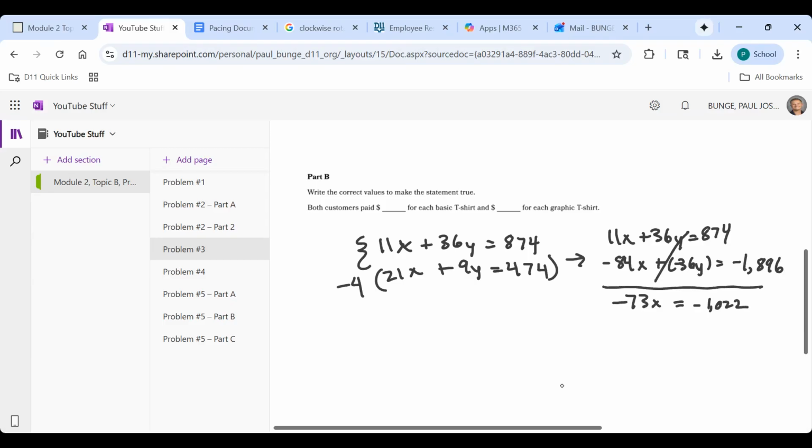-1,022. Now that's a good thing because if I'm going to divide by a negative, it's going to create a positive number, which is good because we have to have positive t-shirts, okay? So I'm going to divide by -73 on both sides. So x, after I do that division, is going to equal a positive 14. Awesome. Now I know that I've paid for 14 basic t-shirts because remember, x is our basic t-shirts.